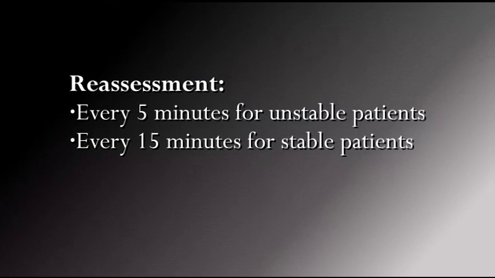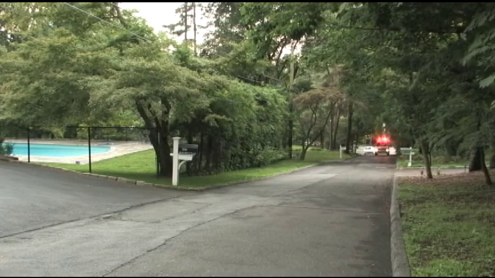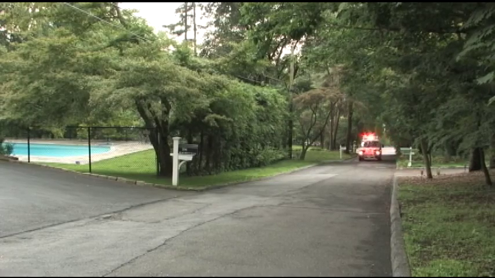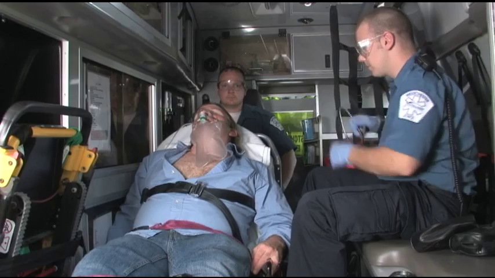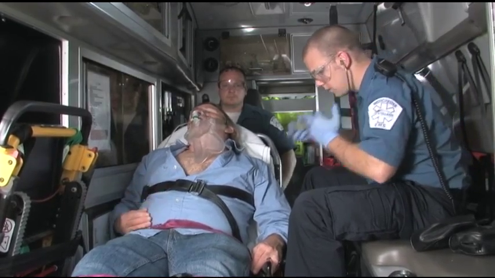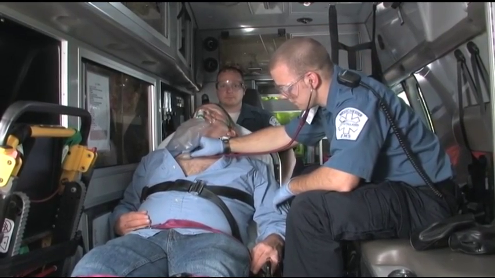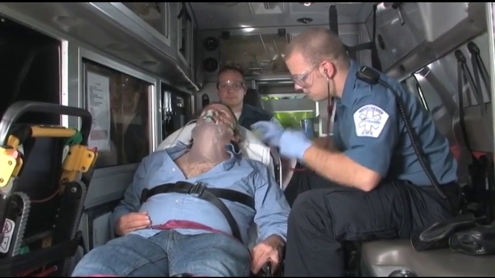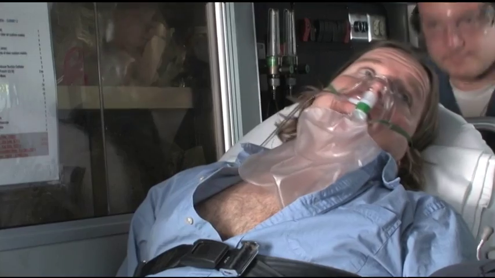As soon as time permits, usually every 5 minutes for unstable patients and every 15 minutes for stable patients, reassess your patient. Depending on the patient's condition and your treatment and transport plan, reassessment may be conducted at the scene or en route to the hospital. You will repeat your initial assessment, or ABCDs, including the chief complaint. Now that you have more information, determine if the chief complaint has changed. Take another set of vital signs.